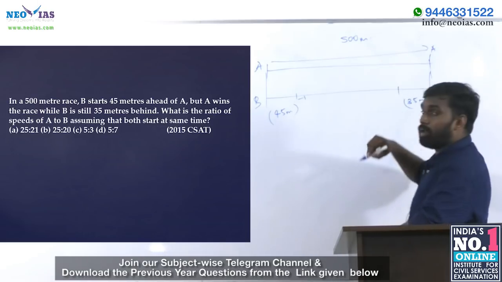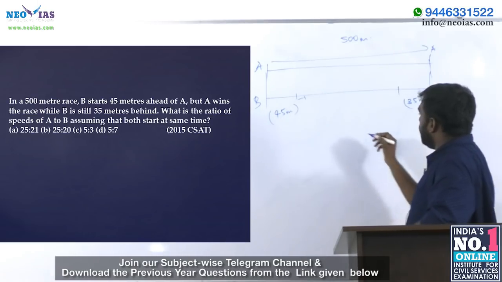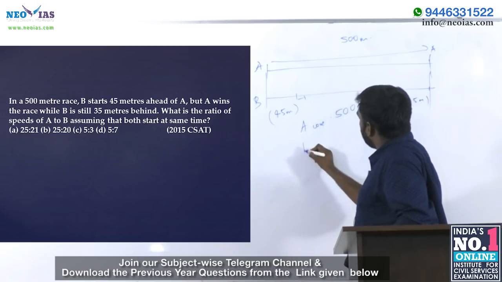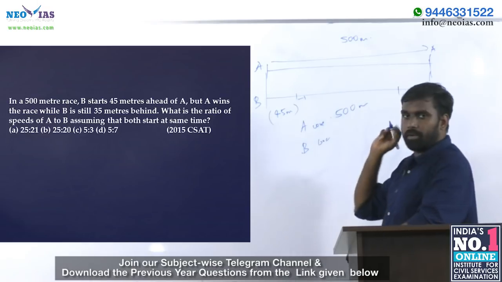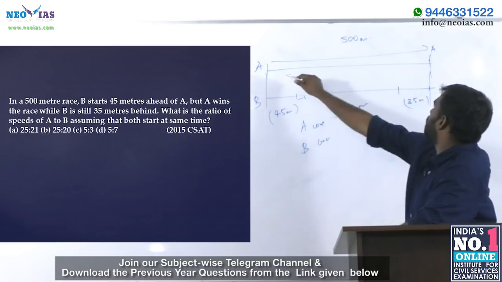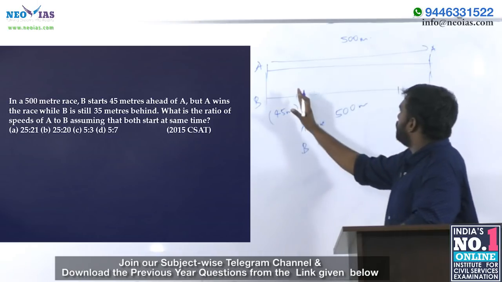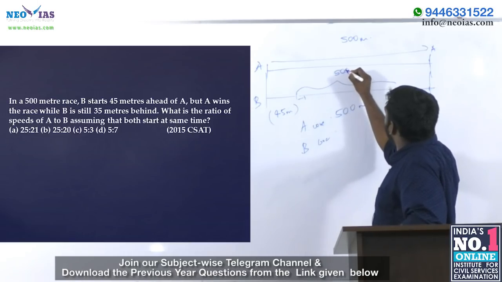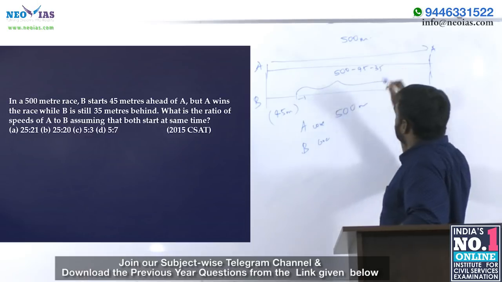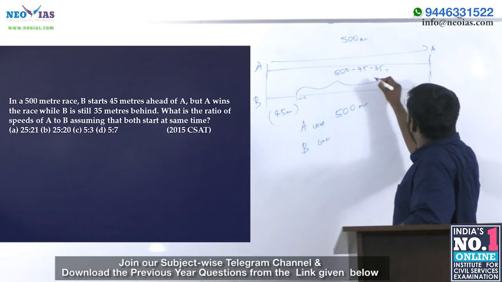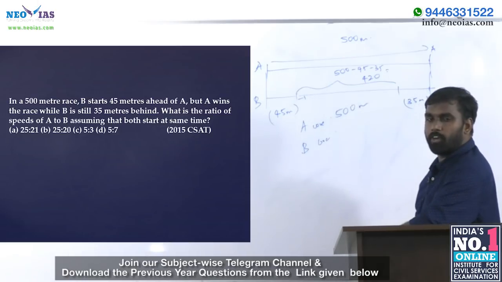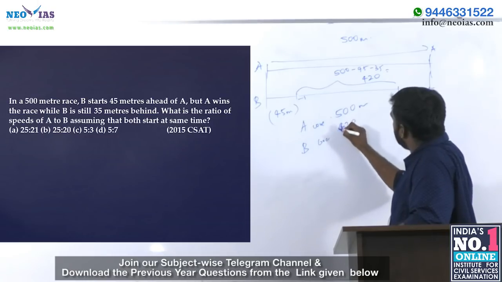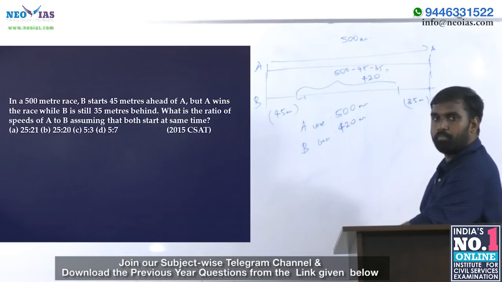A is a better runner, a far better runner, right. So while A covers 500 meters, B covers what? That is the relevant question here. If A covers 500 meters, B covers only this much distance. What is this much distance? This much distance means 500 minus 45 minus 35, isn't it? That is 420. This is the distance covered by B, right? 420 is the distance covered by B.